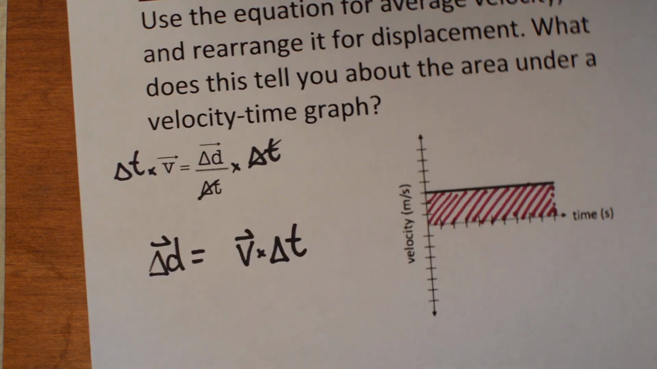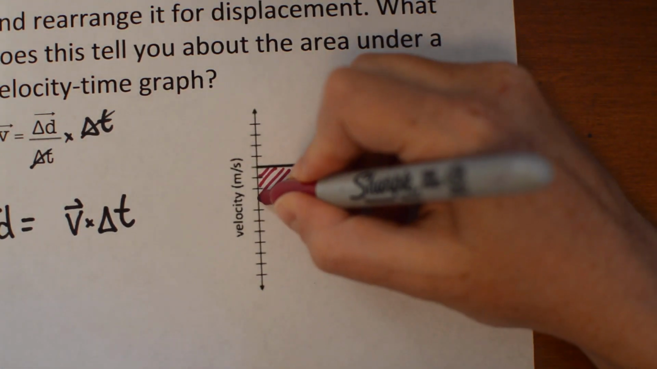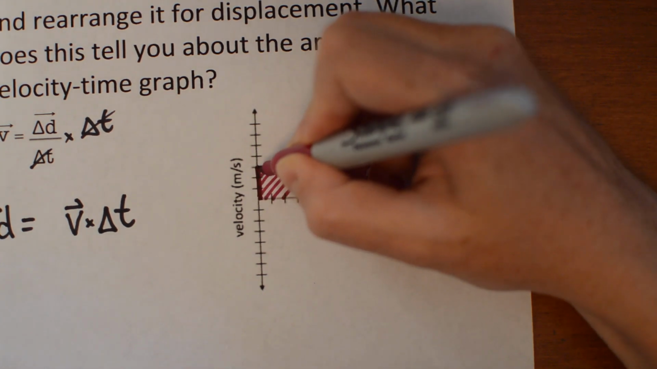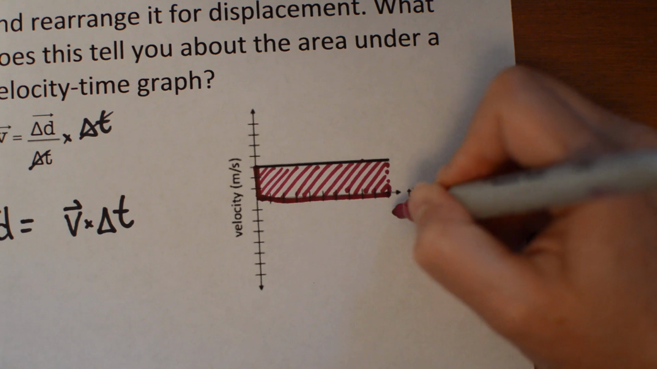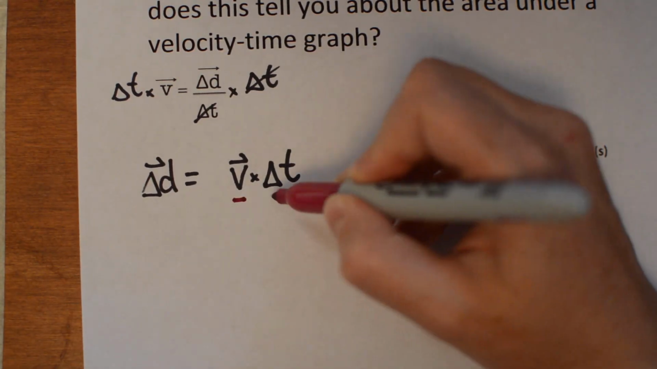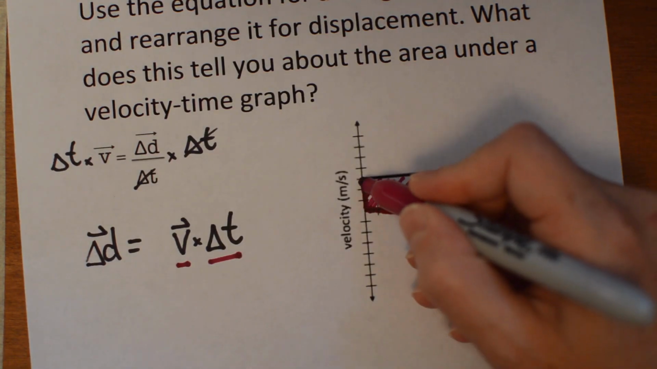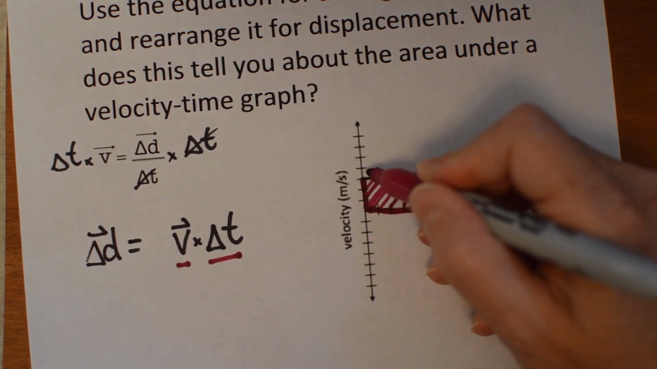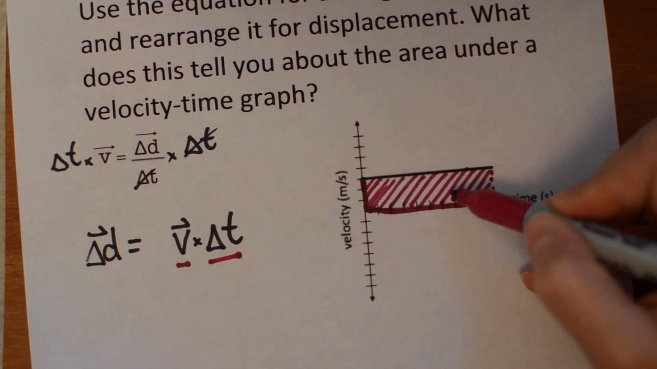Let's look a little bit closer at this area. If I wanted to calculate the area of this rectangle, I would take the velocity on this side, and I would take the time on this side, right, the delta t here. So velocity multiplied by time would give me that area there, right? This is a rectangle, so it's just length times width here. So velocity times time gives me that area.